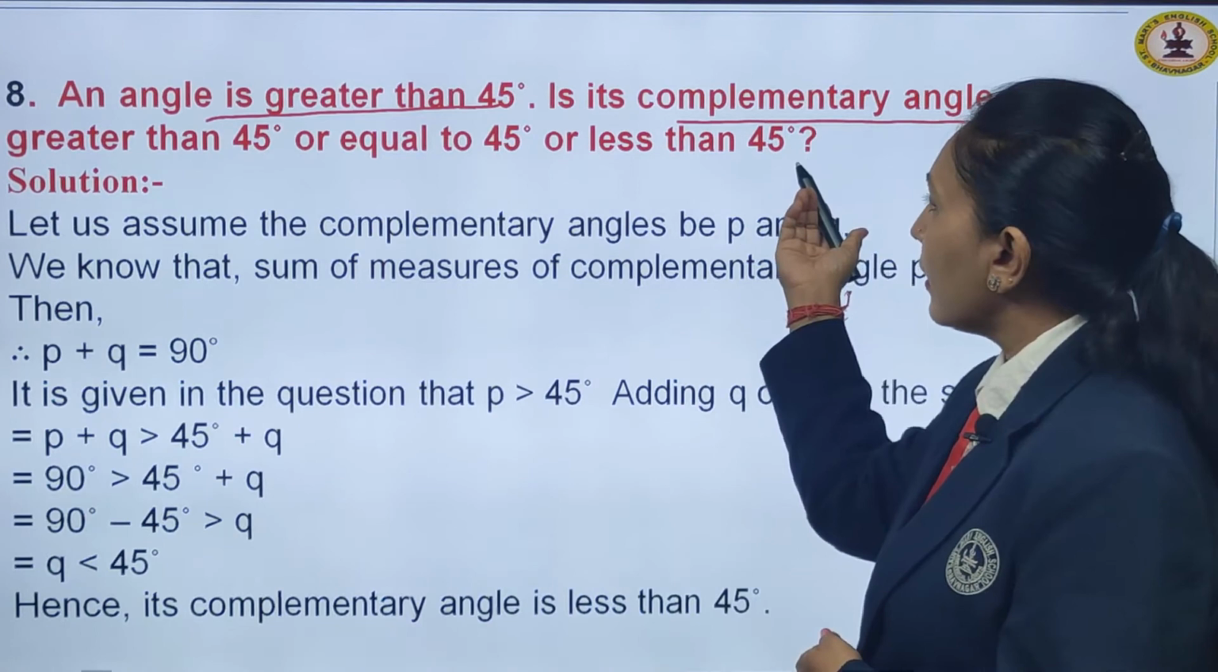Yes, children. Angle 1 and angle 2 have the common vertex here, that is O, and they share the common arm, and the non-common arms are on either side. That means angle 1 and angle 2 are adjacent to each other. That is question number 1.